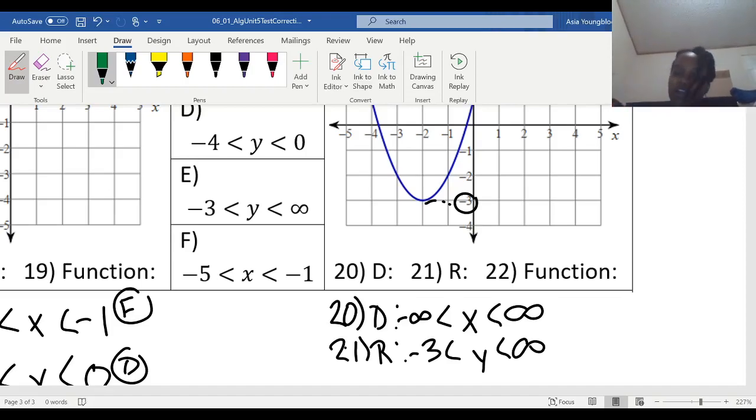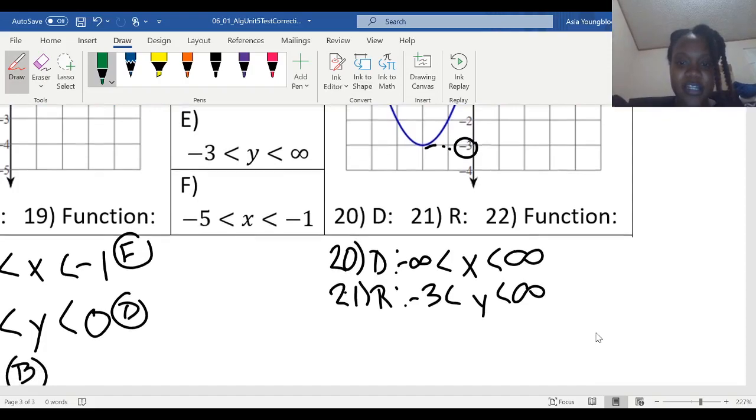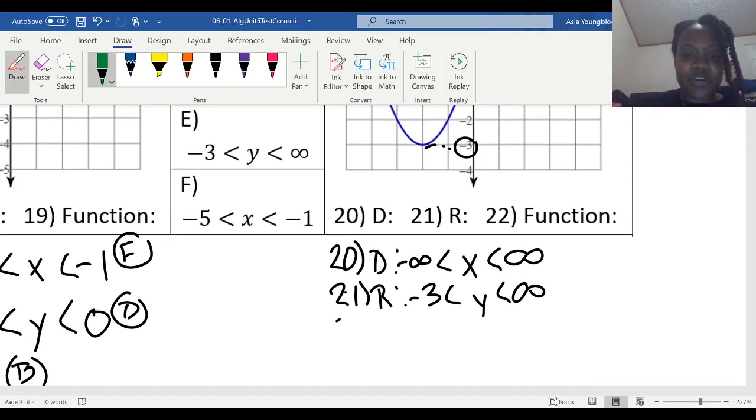So domain is left and right forever because of the arrows. The range is -3 to infinity because it does not go beneath -3, but it goes up forever. Last question for this set, is it a function? Remember, if a graph is a function, that means that every x value only has one y value.